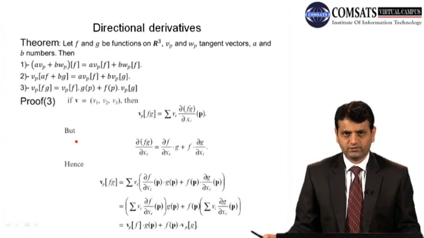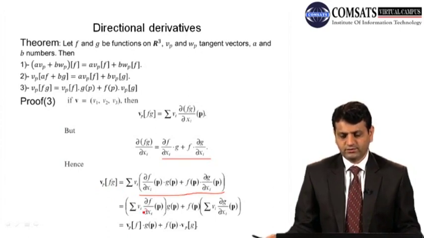But according to the product rule, we can say that partial fg by partial xi is equal to partial f by partial xi multiplied by g plus f multiplied by partial g by partial xi. So by using this expression, we can easily see that the directional derivative of fg in the direction of Vp is equal to, we just replace this expression in place of partial fg by partial xi, and it becomes this, which is exactly equal to, so we can take this g of p common because it's present in each and every term.